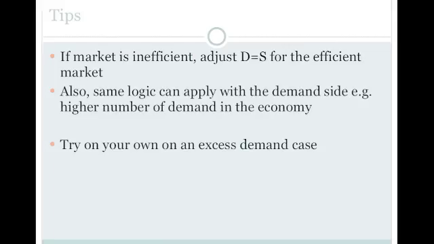Tips: if the market is inefficient, we should adjust so that demand equals supply for an efficient market. Also, the same logic can be applied on the demand side, such as a higher number of demand in the economy. Now, let's try on your own an excess demand case.